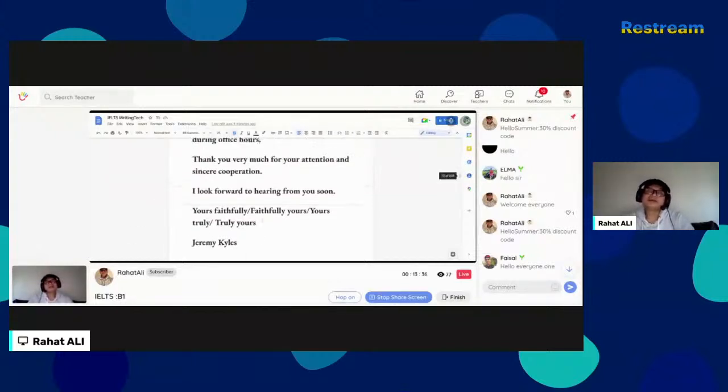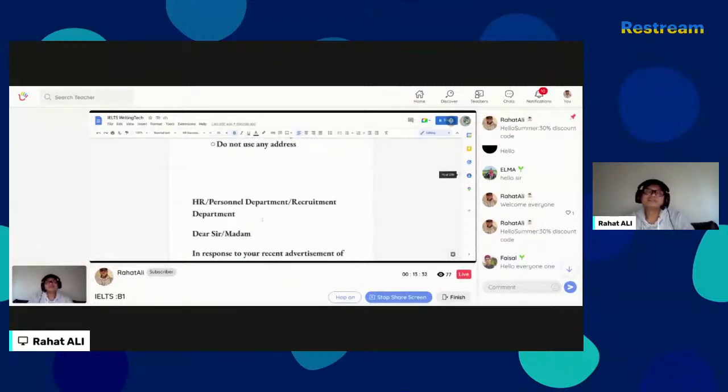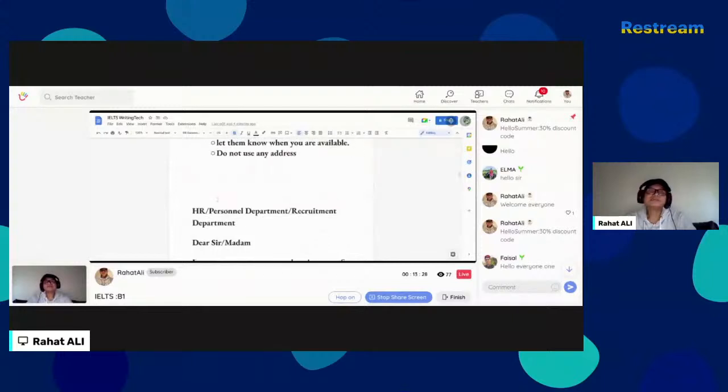Another important matter I have forgotten to inform you. When you're writing a letter, at the beginning you must give the date. Say today's date is 2nd of July 22, and that is very important as a part of your IELTS writing task 1 general test.